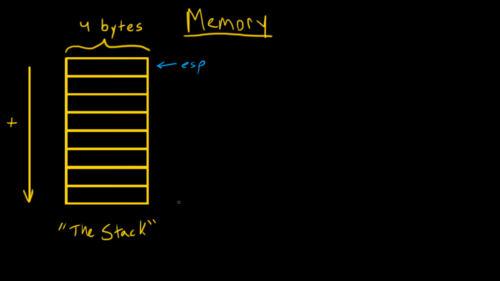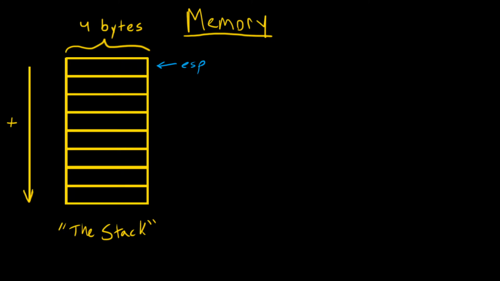In my diagram here, this is going to be a little much, but just understand that the data grows down, right? So as we push onto the top of the stack, ESP gets decremented. And the width of the stack is the word size of the architecture, right? So in this case, we're doing 32-bit Intel, so the word size for this stack is 32 bits or 4 bytes.